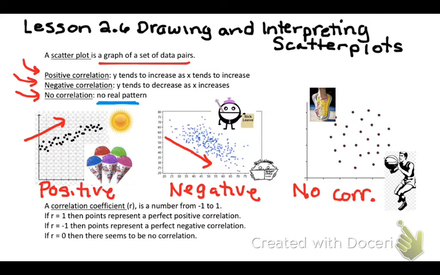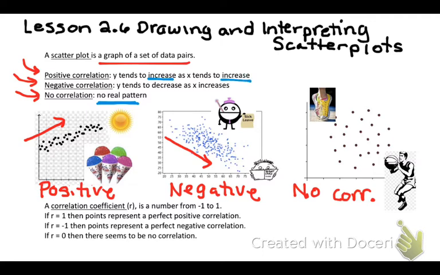If you're wondering why there's some funny pictures included, I thought I'd give you some examples. So for positive, maybe as temperature increases, the sale of snow cones might increase. And that would be our x and our y increases.